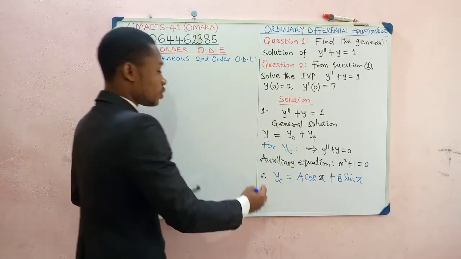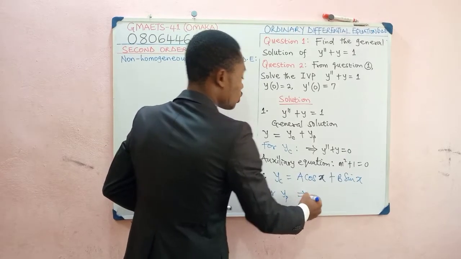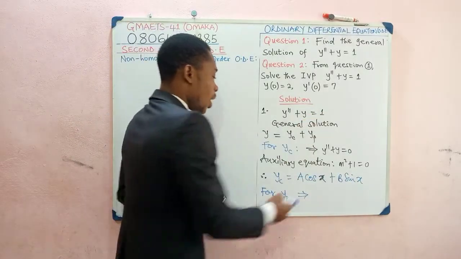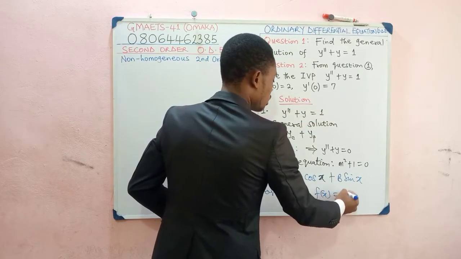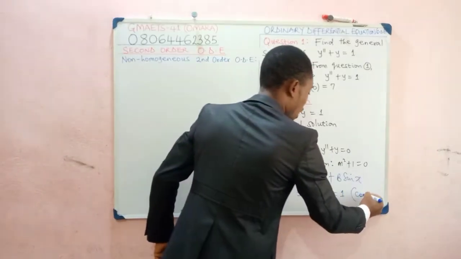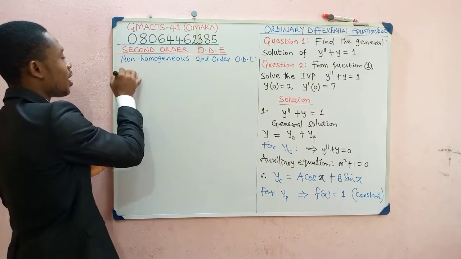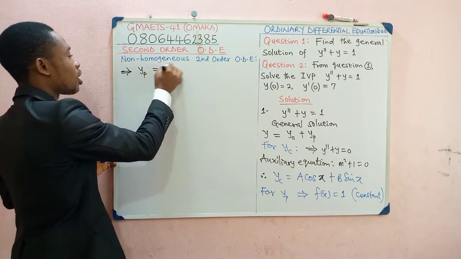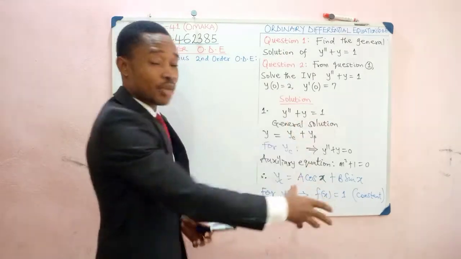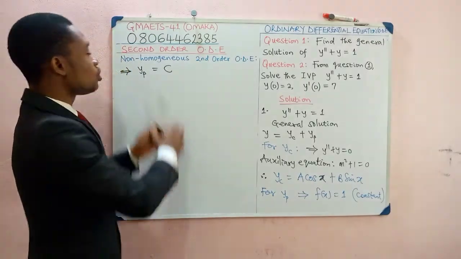It's now time to obtain yp. For yp, we're going to obtain the general form of these constants. f of x, as given from the question, is equal to 1, which is a constant. Because it is a constant, our yp is going to be taken to be a constant, say c. Recall from our previous videos, we gave a table where we have functions and their assumed yp.